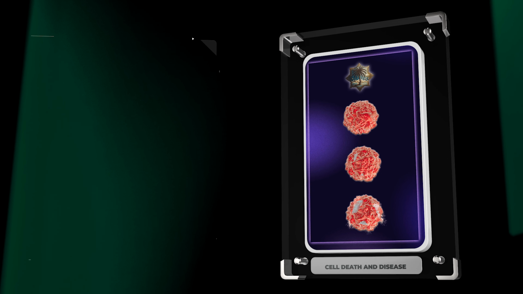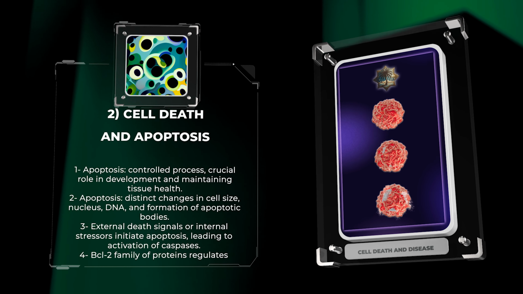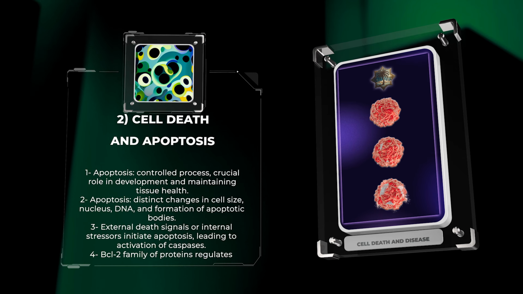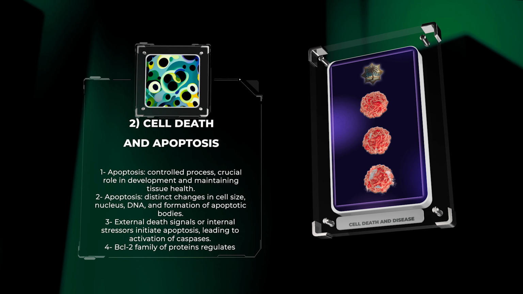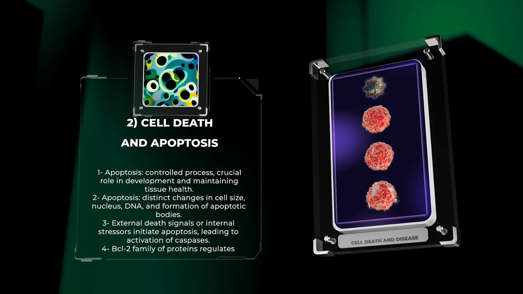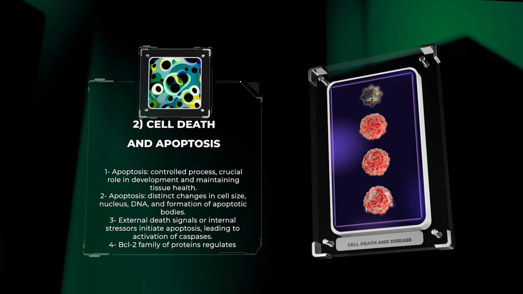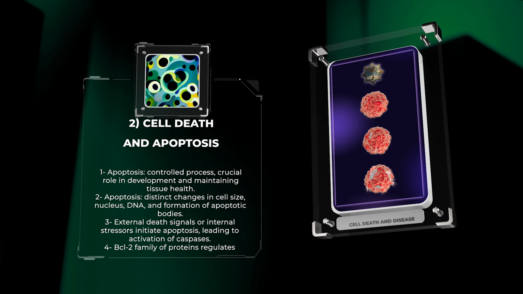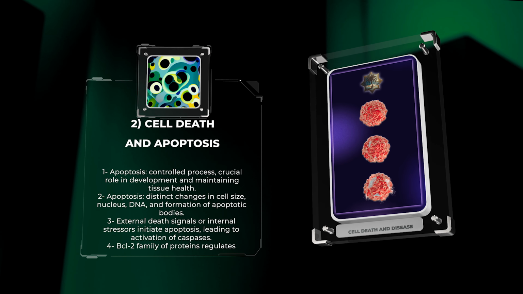Apoptosis, or programmed cell death, is a controlled process that plays a crucial role in development and maintaining tissue health. It involves distinct changes in cell size, nucleus, DNA, and the formation of apoptotic bodies. Apoptosis can be initiated through external death signals or internal stressors, leading to the activation of caspases. The BCL2 family of proteins regulates the balance between pro-apoptotic and anti-apoptotic signals.